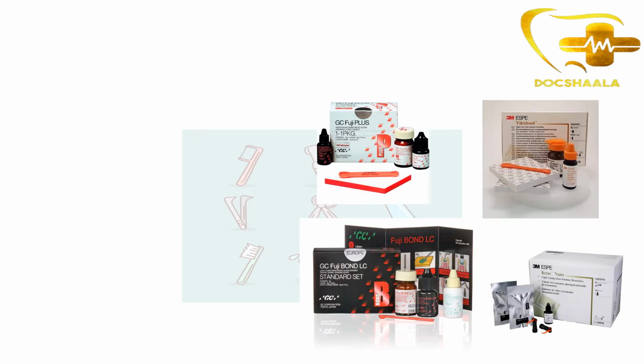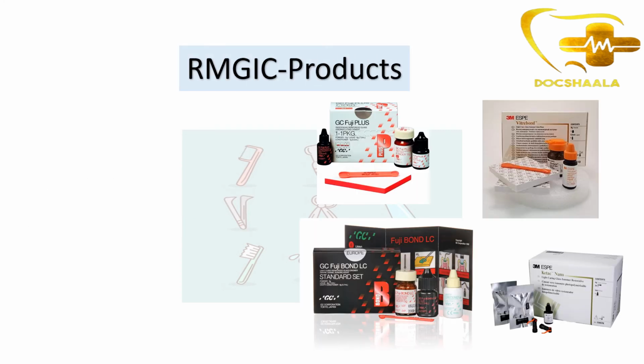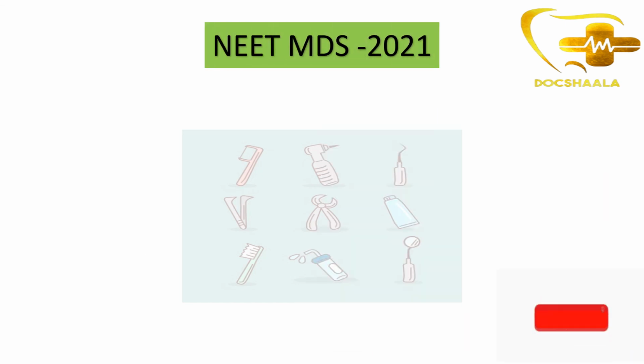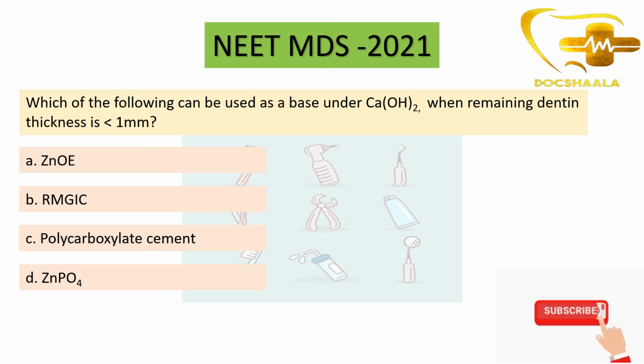Then coming to the products that we have in resin modified GIC. We have a luting agent, so here you can see this is a luting agent. We have a liner or base, Vitrebond, which is a liner or base. Then composite bonding agent, which we have as Fuji Bond, and a restorative material, which we have as Ketac Nano.